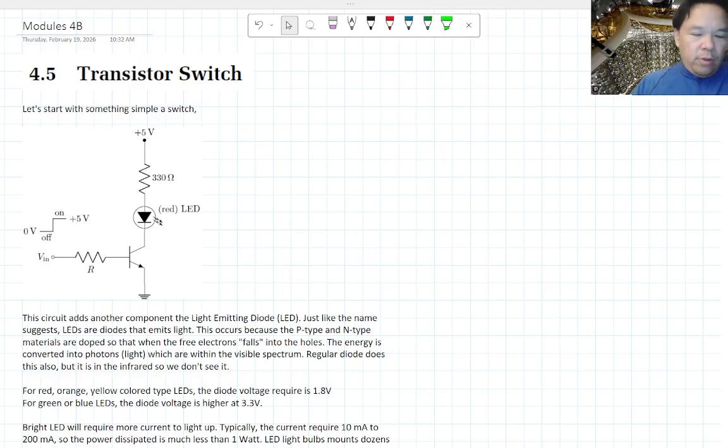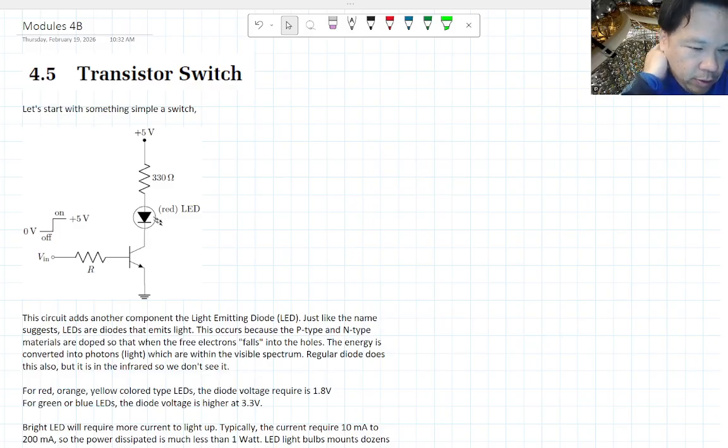Hi everyone. So now that we know how a transistor works, we are going to go through a few circuit examples. We're going to start off pretty simple, and then we're going to get to do some amplification, which is very interesting because that's one of the main uses of transistors.